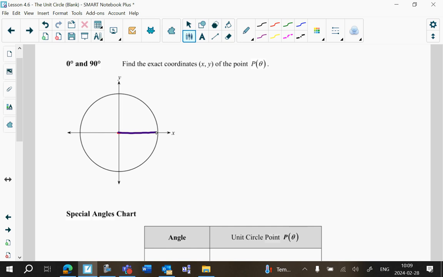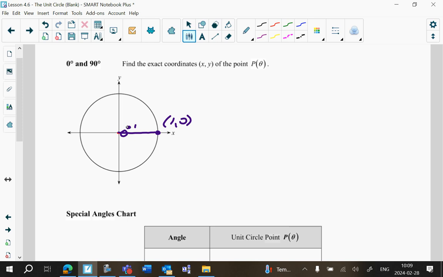So I've actually drawn two arms here. And remember, this length is 1. What's this point? If this length is 1, what's this coordinate? You need two values. 0 and 1? Nope. 1 comma 0. So that means at 0 degrees, the point that it hits the unit circle is 1 comma 0.